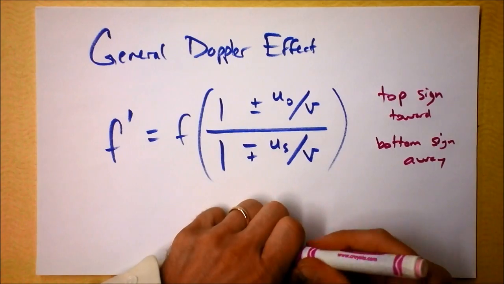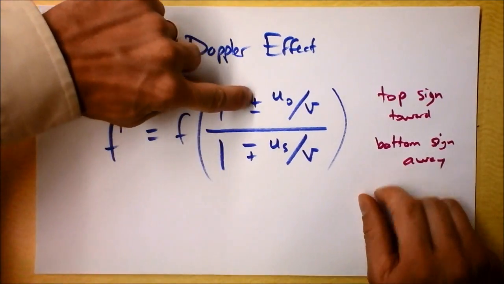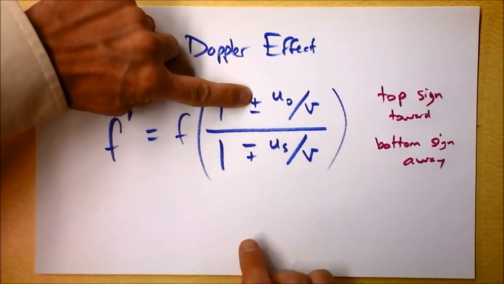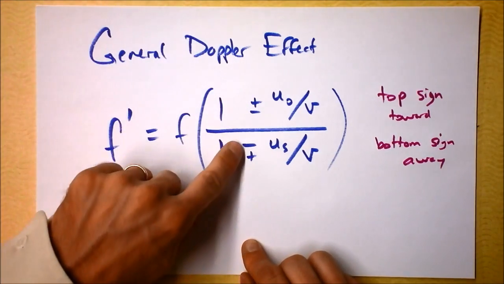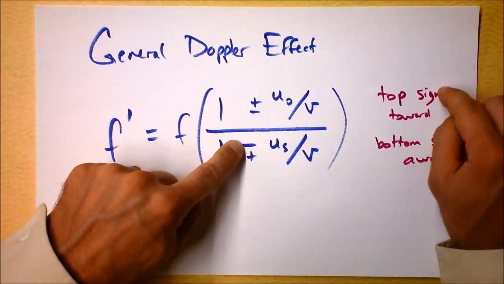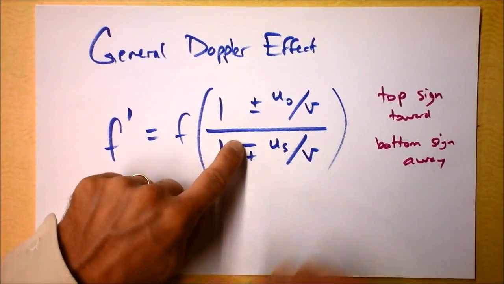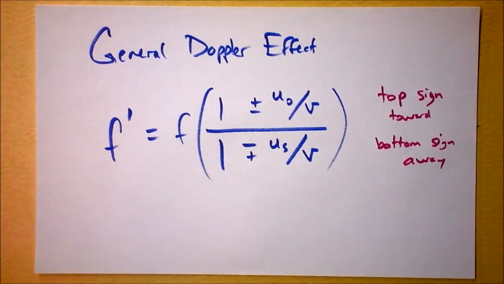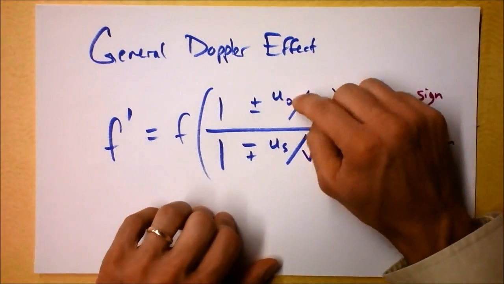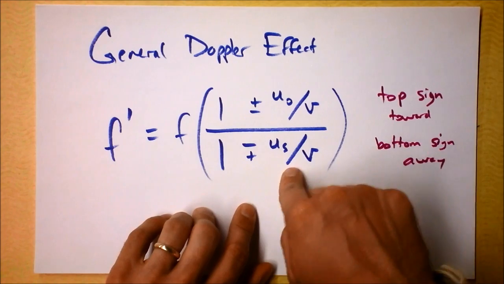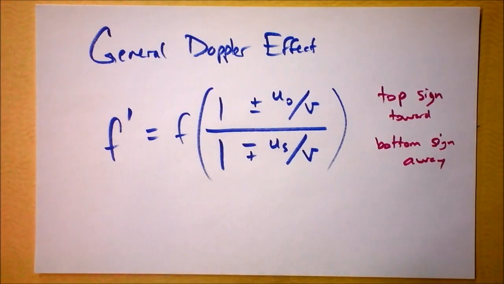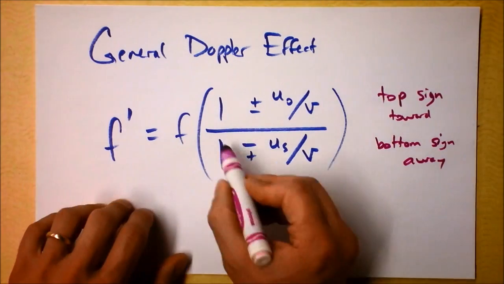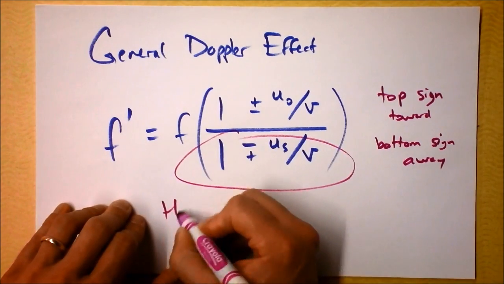What I mean is the top sign, this plus right here, would be if the observer were moving towards the source, and this minus sign right here, that's the top sign, would be if the source is moving towards the observer. So which one is more dangerous? Is the one in the numerator more dangerous or the one in the denominator more dangerous? I'll answer that question for you. This one is hugely more dangerous.